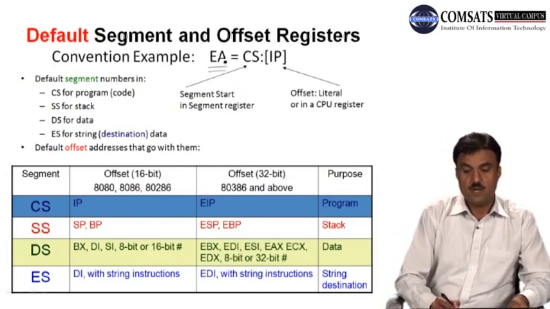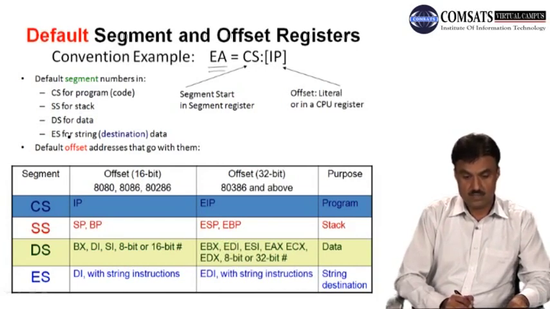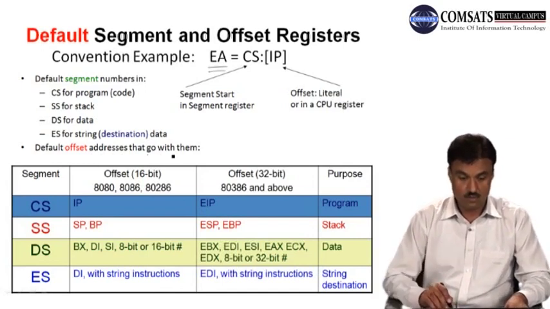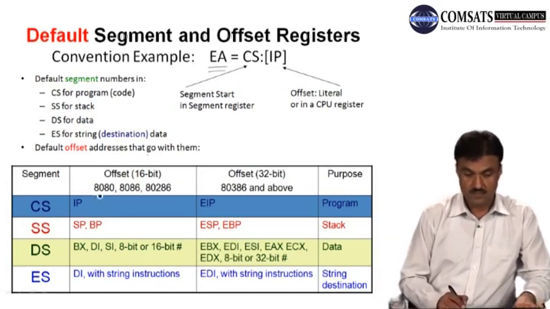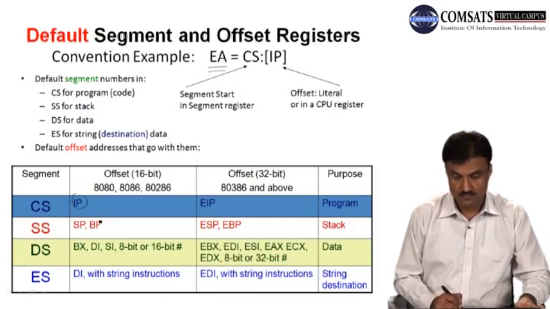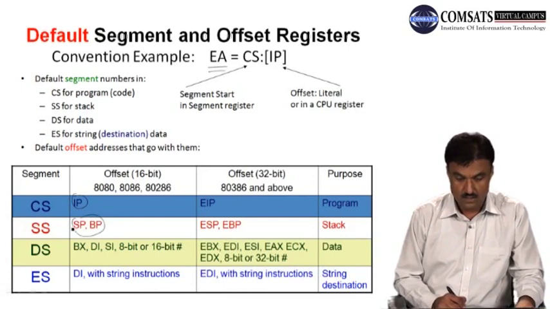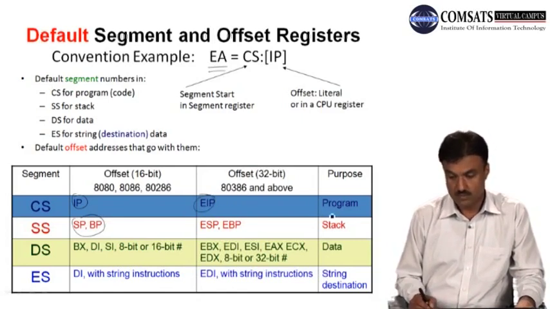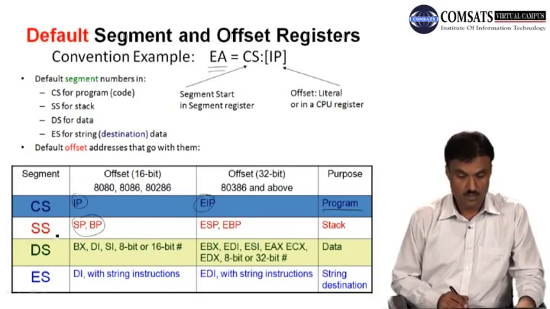We have the effective address, this code segment, and we have the instruction pointer here. So we have the code segment, SS for the stack and so on. This is the description, and the default offset addresses that go with them. So these are the default values for the code segment. We have the instruction pointer offset, then we have the stack pointer and base pointer for the stack segment, and here EIP is for the 386 and above. And to access the program, we have the code segment and stack pointer or base pointer.